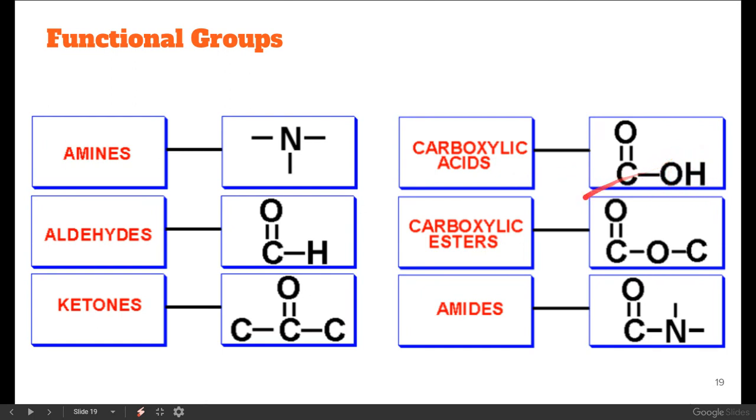And you got carboxylic esters, which is essentially the carbonyl group. And then it's got what looks like an ether group right here. So you got C bonded to an O to another C. That's an ester, if you will.